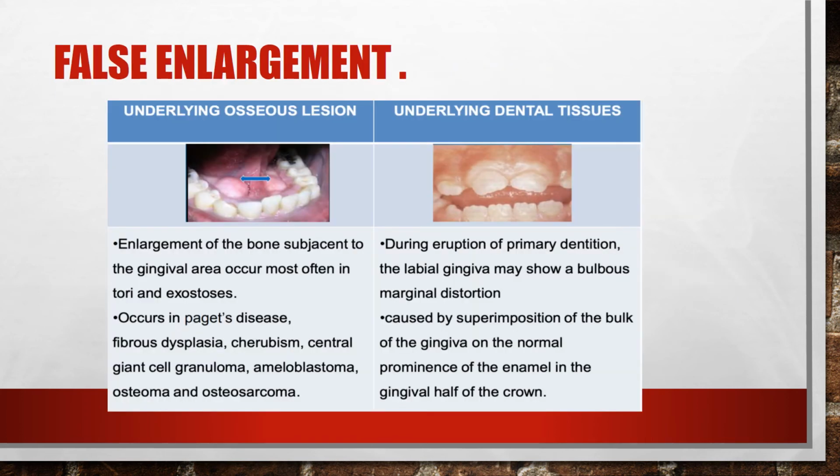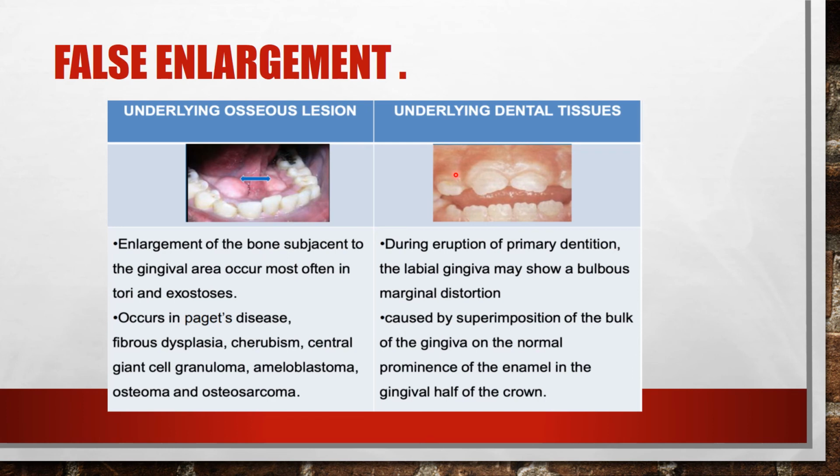Then coming to the false gingival enlargement, that is not a true gingival enlargement. Some factors cause abnormal clinical features which show a massive increase in the size of the area. It could be due to an underlying osseous lesion or underlying dental tissues. The first one, the osseous lesion, could be tori or exostosis. This can be seen in diseases like Paget's disease, fibrous dysplasia, cherubism, and central giant cell granuloma. In all these you can see tori or exostosis which appear as gingival enlargement.